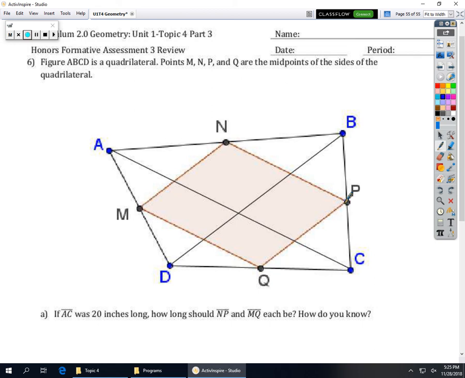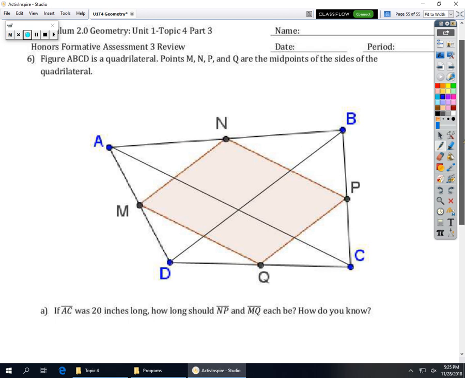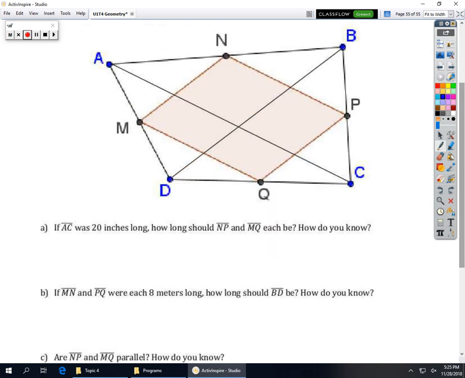Same thing. So we've got a whole bunch of mid-segments. You've got 4 mid-segments, so they all follow that same rule. They're half the length of the third side of the triangle and also parallel to it. So if AC is 20 inches long, then how long should NP and MQ be? If this long thing, AC, is 20, then NP has to be 10, because that is a mid-segment of this triangle. And MQ is also 10, because it's a mid-segment of this triangle. So this is 10, 20, 10. So they would both be 10 inches.